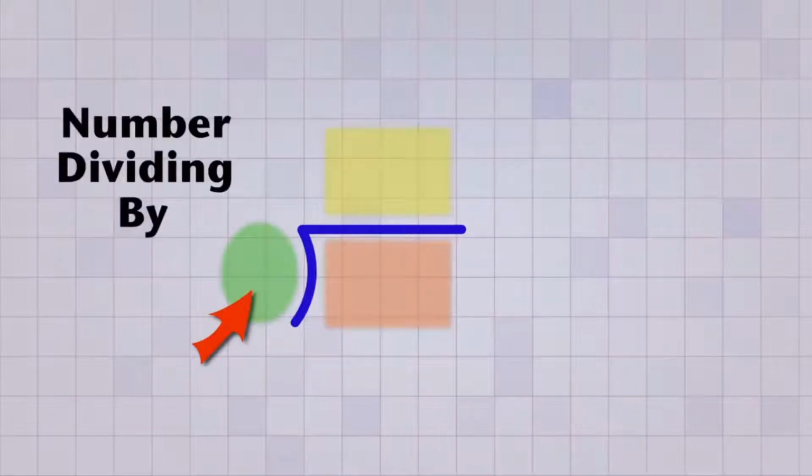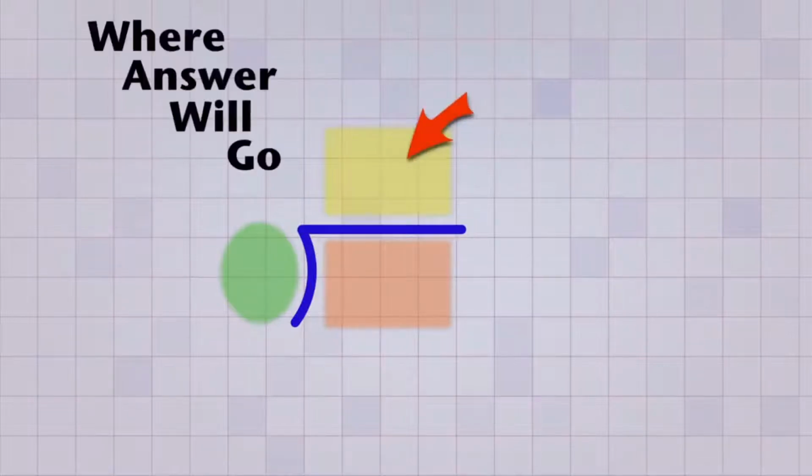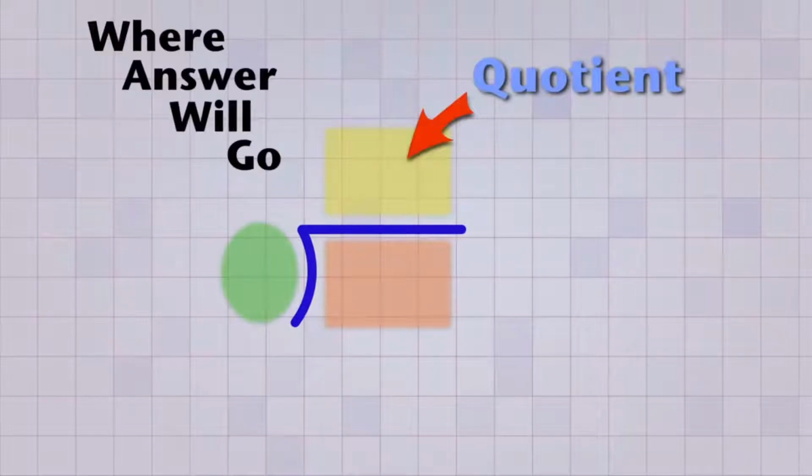The second area is out in front of the curved part of the division symbol. This is the area where we put the number we'll be dividing by. The math term for that is the divisor. In other words, this number will tell us how many groups we'll be dividing our big amount into. And the third area is up above the horizontal line. This is where our answer will go once we figure out what the answer is. The answer to a division problem is called the quotient. The answer tells us how many we'll end up with in each group.